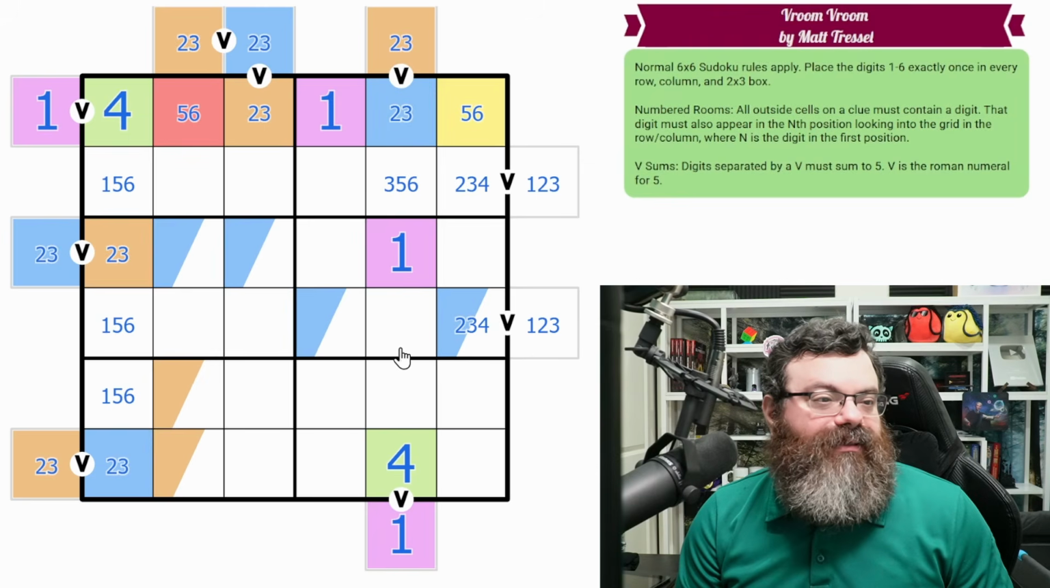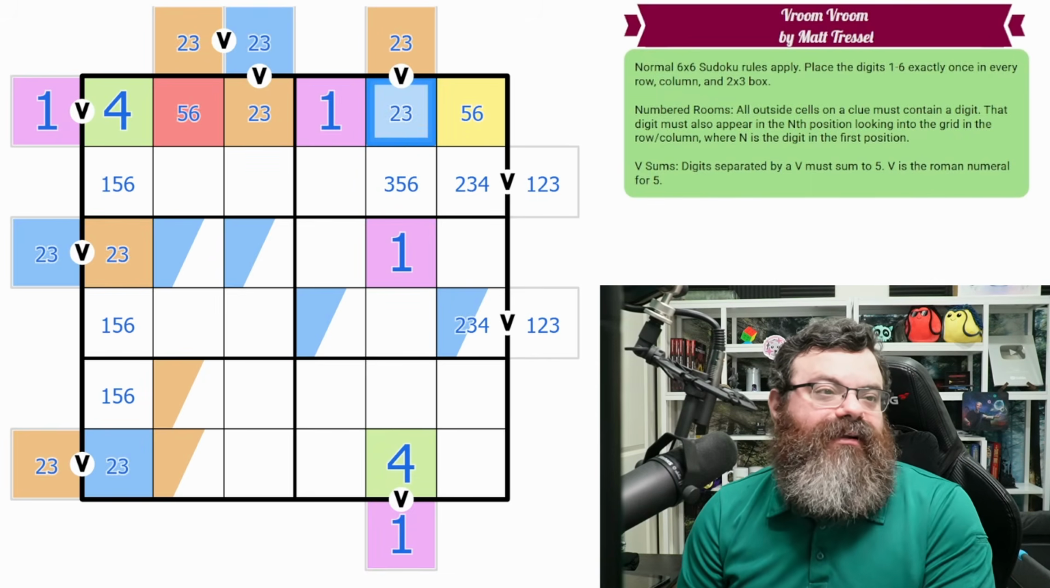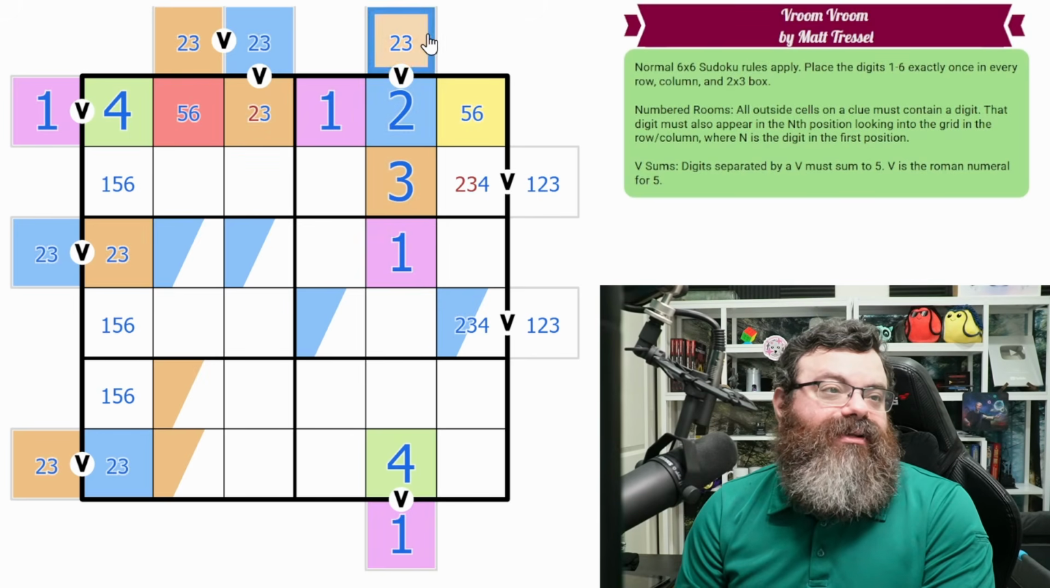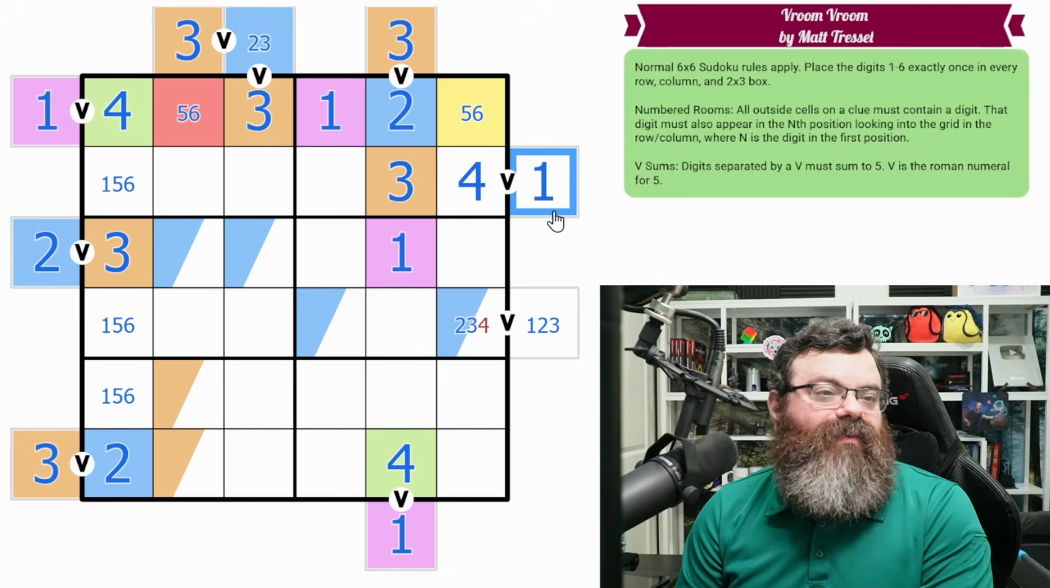This blue looks down. We still need an orange in this column. Oh, sorry. This 3 tells us that this can't be 3 because there's a 1 sitting there. So this is 2, and then this is the orange 3. So we know that actually orange is 3, and blue is 2. That makes that 4 and 1.